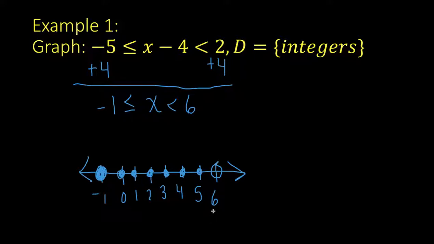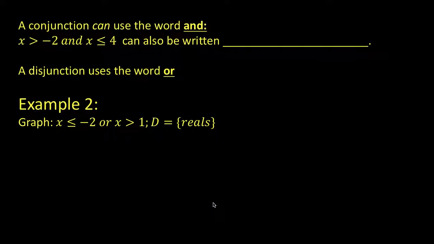Let's take a look at something a little bit different. We've seen conjunctions. A conjunction can use the word and. So if you look at this conjunction, we have x is greater than negative 2 and x is less than or equal to 4. So this can also be written negative 2 is less than x is less than or equal to 4. So it's kind of the same thing as using the word and, but we usually write it like this to show that x is between negative 2 and positive 4.